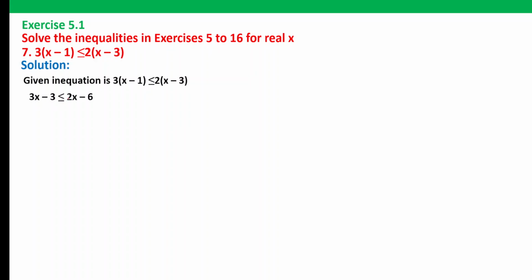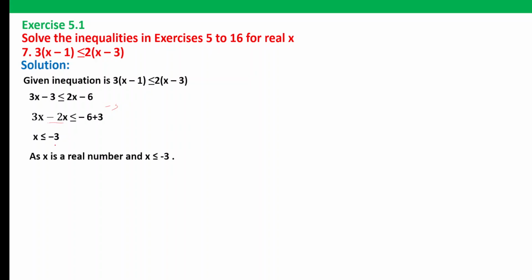Upon transposing 2x to the left hand side, we will get 3x minus 2x. And upon transposing minus 3 to the right side, we will get minus 6 plus 3. That is, 3x minus 2x is x. Minus 6 plus 3 is minus 3. So x is less than or equal to minus 3.